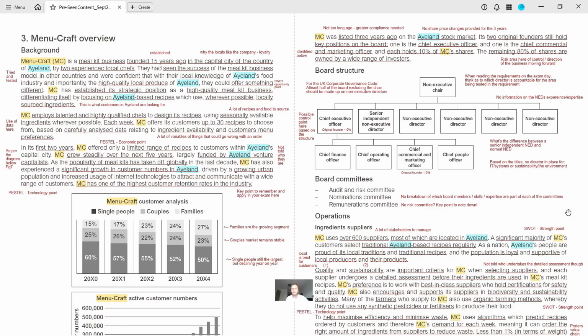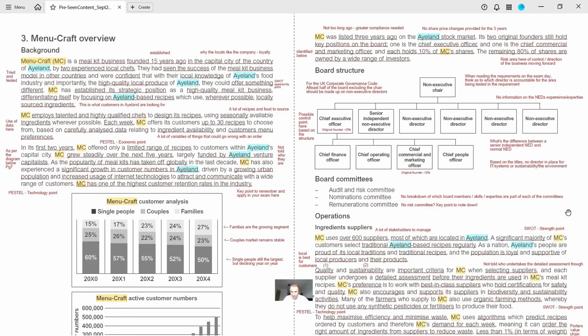Now, coming on to the board structure, key points for you to get down here: when you're reading the requirement on the exam day, no matter what they throw at you, try to think about which director is accountable for the area that you're being tested in the requirement. We're also not given any information about the non-executive directors' experience or their expertise. We're not given any names on there. And we're told about the possible control point here based on the actual structure.